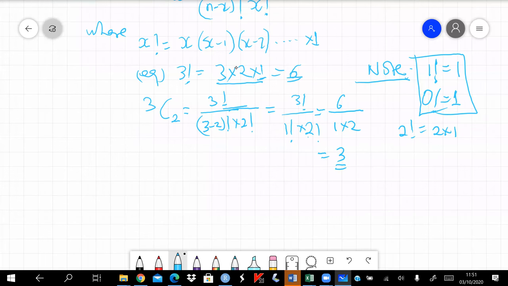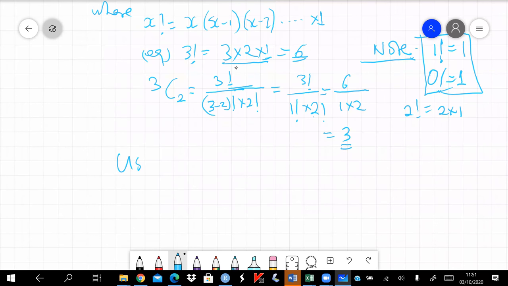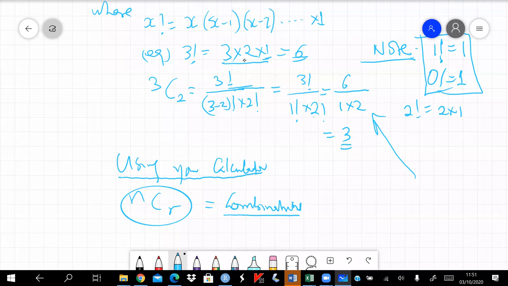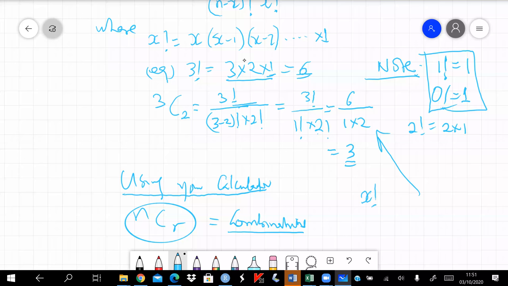So when you open your calculator, and we are referring to a scientific calculator in this case, you will see this function. That is a combinations function. Maybe I forgot to say that even in your calculator, you can also get the factorial function. It's given by these. So you don't have to do this manually. You can use your calculator to obtain it.